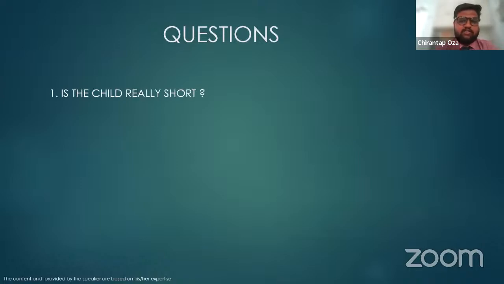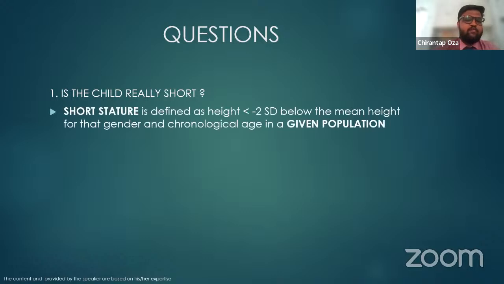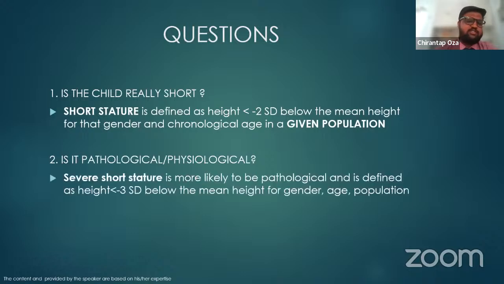So the questions to be answered are, is the child really short? Short stature is defined as height less than -2 standard deviation below the mean height for their gender and chronological age in a given population. So yes, our child in the case is actually short because for Indian boys, his height is less than the 3rd centile. But is it pathological or physiological short stature?